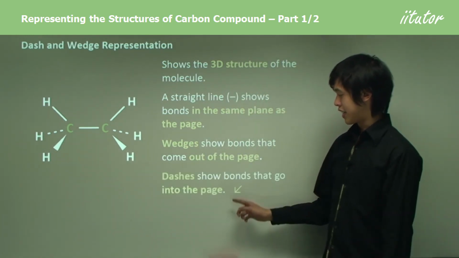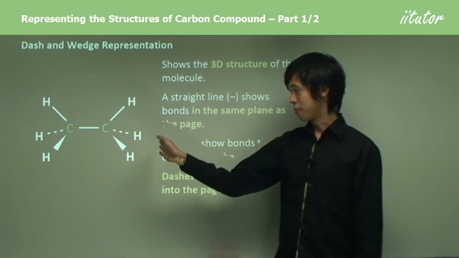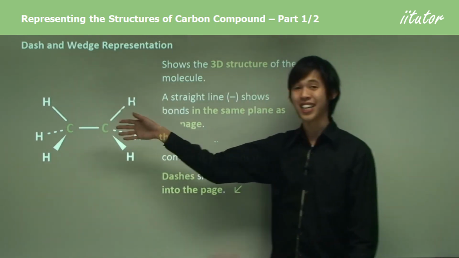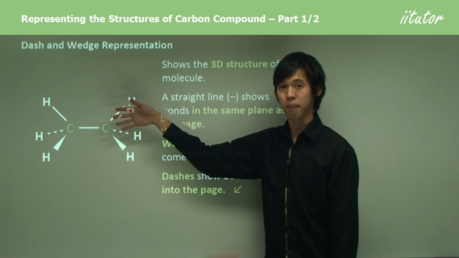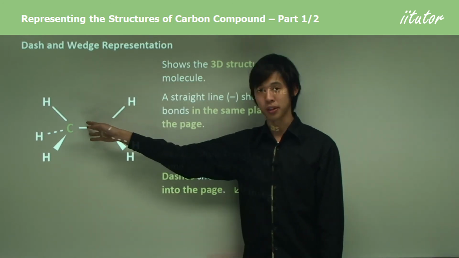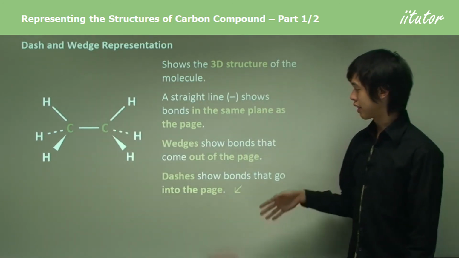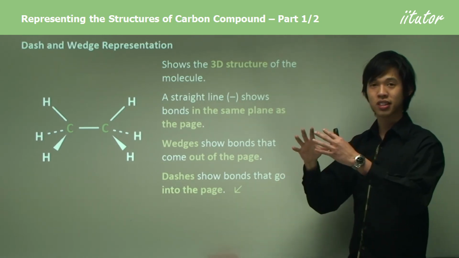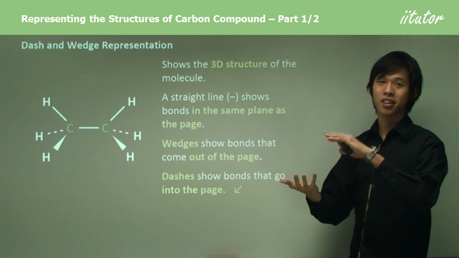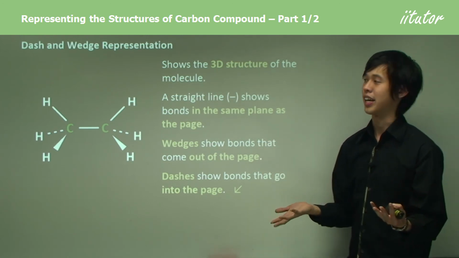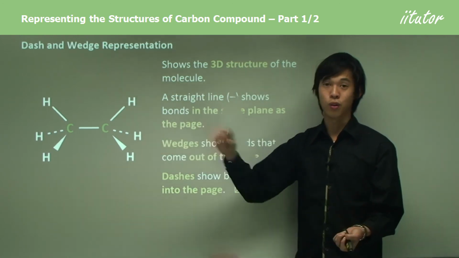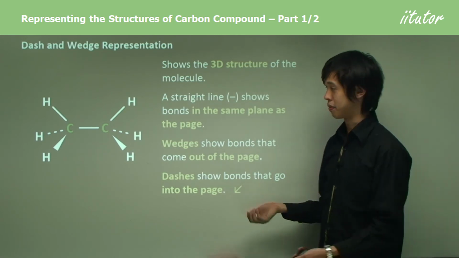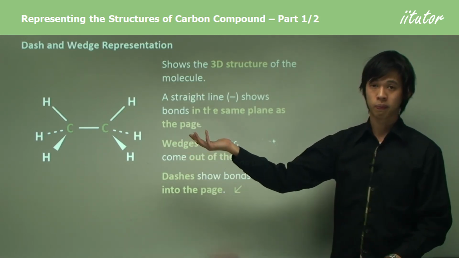And dashes show bonds that go into the page, right? So they're going away from you, and this one's going away behind this C atom. Okay, so they're going actually behind this molecule. So the real advantage of this is that in a two-dimensional diagram, you can actually represent a three-dimensional structure. Okay? And this is a typically used form for modern chemists, and they'll use it all the time to show you these kinds of compounds.